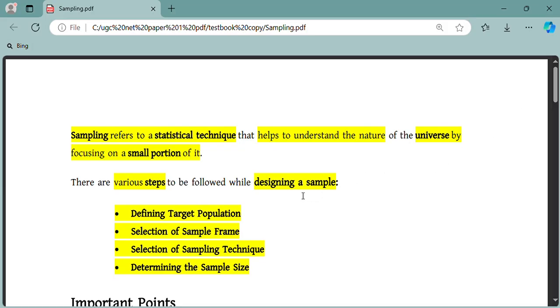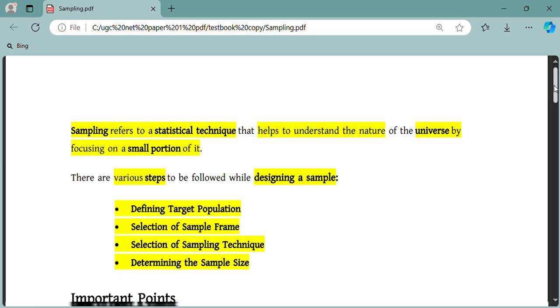सैम्पलिंग का जो क्रोनोलॉजी है, let's start. Number one, defining the target population. Number two, selection of sampling frame or sample frame. Number three, selection of sampling technique. Number four, determining the sample size. Next, important points.